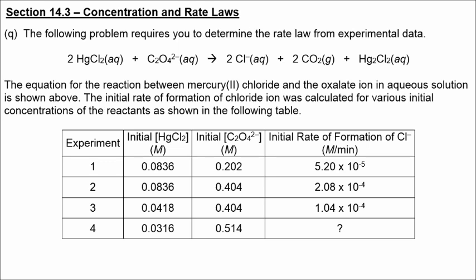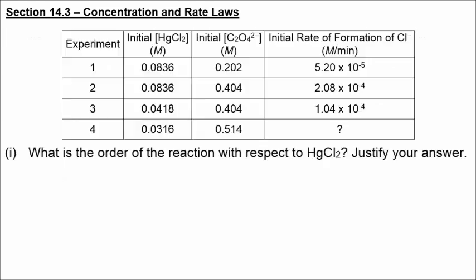In this particular problem, we need to figure out what the rate law is, and we have enough experimental data to do that. So we're going to analyze situations where they've held one species constant and they've changed the concentration of another species, and we can decide what effect this change in concentration has on the initial rate. So with respect to the mercury chloride, let's look for an experiment or experiments where they changed the concentration of mercury chloride, but they held the concentration of oxalate, C2O4, constant.